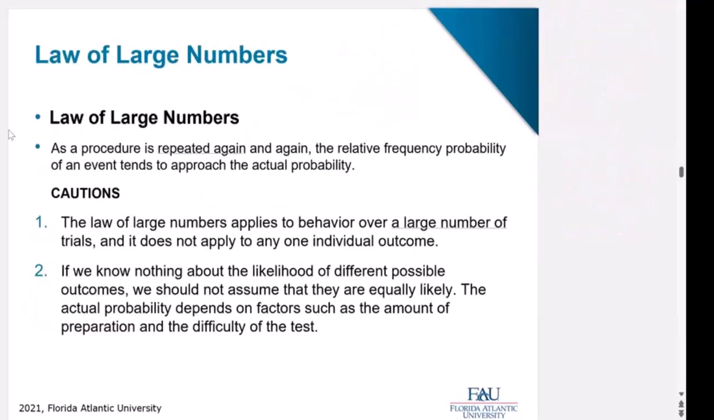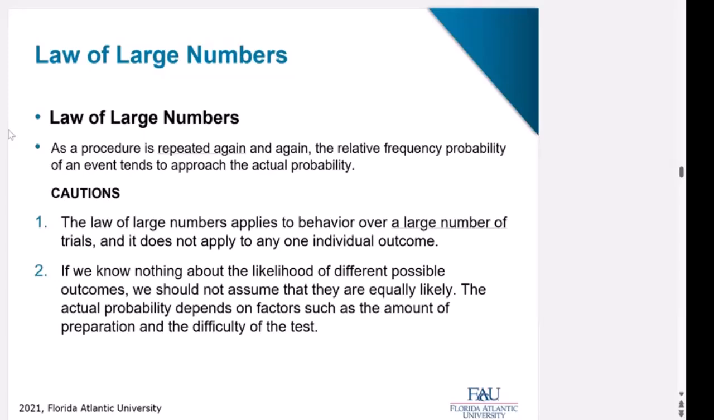Law of large numbers. As a procedure is repeated again and again, the relative frequency, remember, is an observation. My observed probability of an event tends to approach the actual probability. What that means is, I'm going to flip a coin 4 times. I could get heads the first time, and then I flip it again. I could get a heads the second time. I flip it again. I could get a heads the third time. And I flip it again. I could get a heads the fourth time.